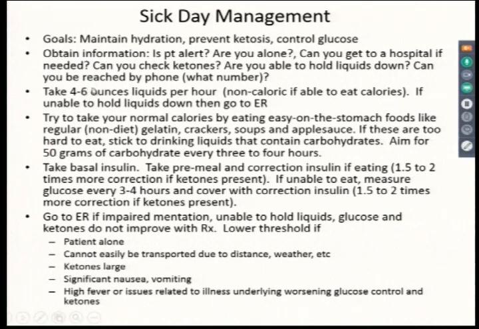So if they can't eat, you have to get them to have at least 4 to 6 ounces of liquids per hour, non-caloric, unless the blood sugar gets lower than about 250. Then they can maybe have some caloric liquids with insulin. If they can eat, fine. Take the basal insulin. Don't stop the basal insulin. What do you do with meal insulin since they're not eating? Well, basically, you need to have them check frequently, about every 3 or 4 hours, and use correction insulin. And maybe you need more. I'll often tell them to take 1.5 times their usual correction amount, that sensitivity factor amount, or sometimes twice that amount.